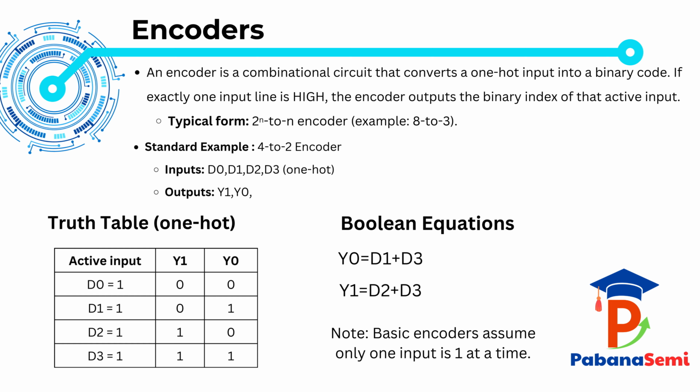From the truth table, if D0 is active, the output is 00. If D1 is active, the output is 01. If D2 is active, the output is 10. If D3 is active, the output is 11. That leads to simple Boolean equations. Y0 equals D1 plus D3. Y1 equals D2 plus D3.